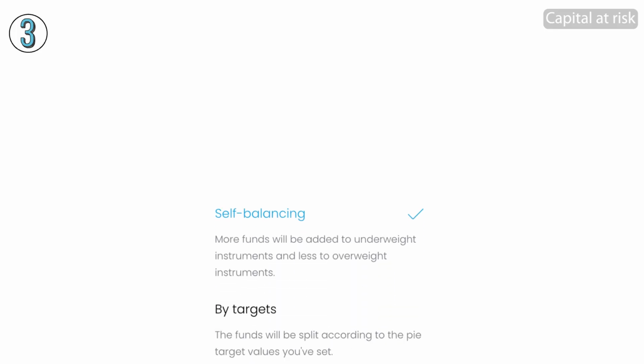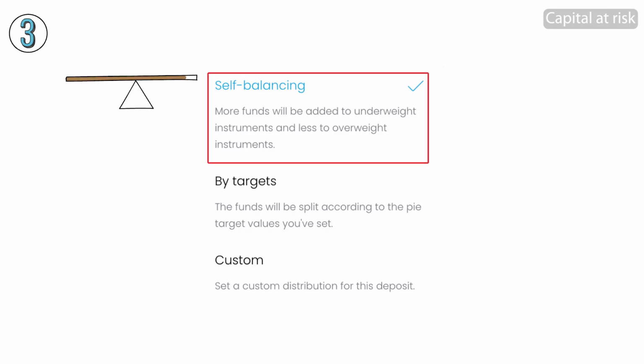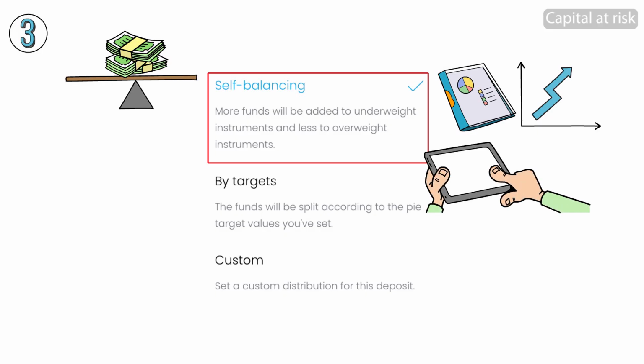So there are three options here: self-balancing, buy targets, and custom. Let's explain each of them one by one. First, self-balancing. The self-balancing option ensures your money is allocated in a way that corrects any imbalances in your portfolio. Over time, certain investments in your portfolio may grow faster than others, leaving some underrepresented and others overrepresented compared to your original plan. Selecting self-balancing steps in to attempt to fix this.